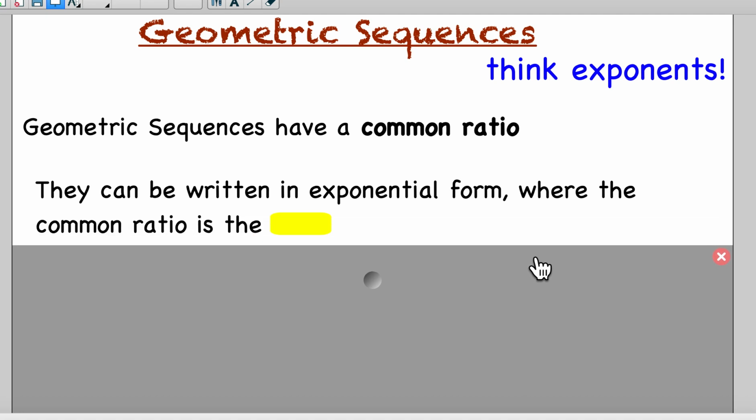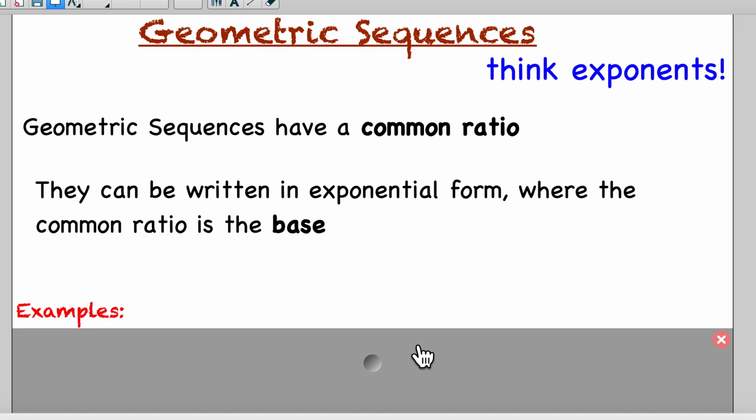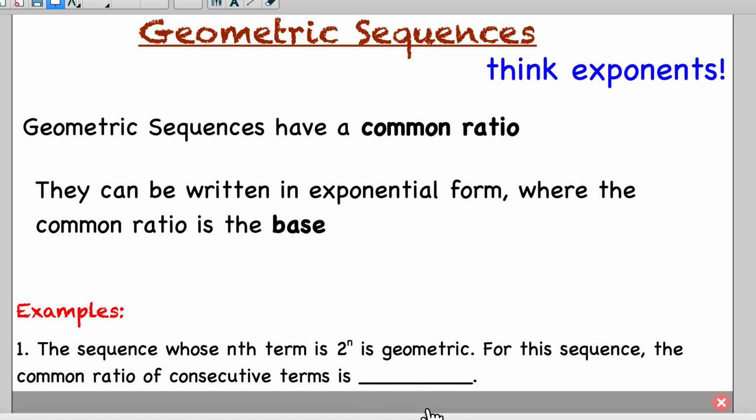They can be written in exponential form, and the common ratio, which would be written in the nth term in the sequence formula, is going to be the base of the exponent. The number that gets the exponent is called the base. So you're going to see it as an exponent, but the base number that gets the exponent is what the common ratio is. So no common difference. Common difference is for arithmetic sequences. Common ratio is for geometric sequences. But after that, they're very, very similar.